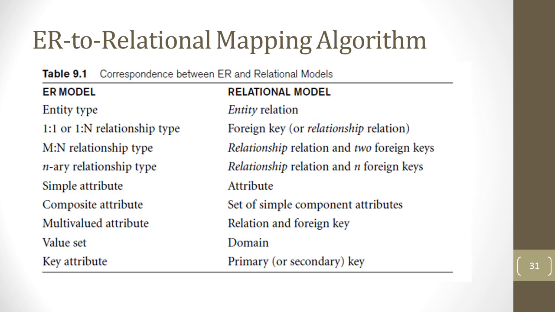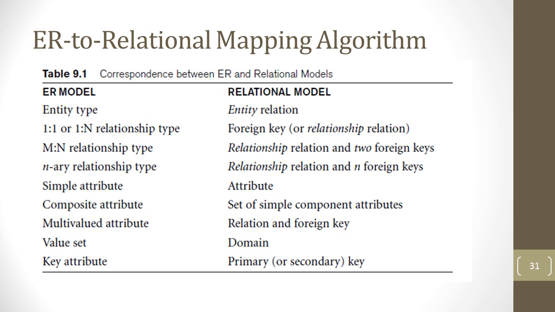So this table kind of shows how we correspond between the ER terminology and then the relational. So on an ER model, an entity type, that becomes an entity relation. A 1-to-1 or a 1-to-N, that's going to be a foreign key. M-to-N is going to be a relationship relation with 2 foreign keys, then n-ary. Simple attribute just becomes an attribute. Composite attributes become multiple simple attributes. Multi-valued attributes on our models are going to be mapped into a new relation with a foreign key.